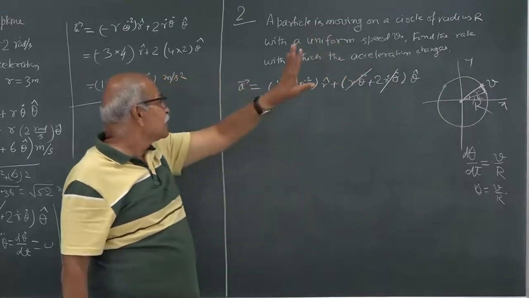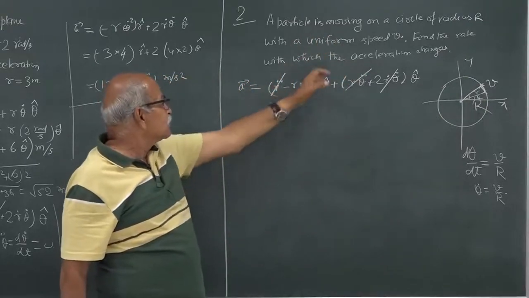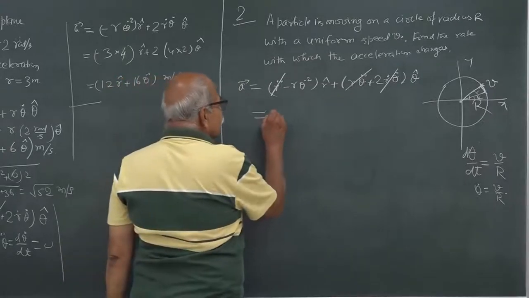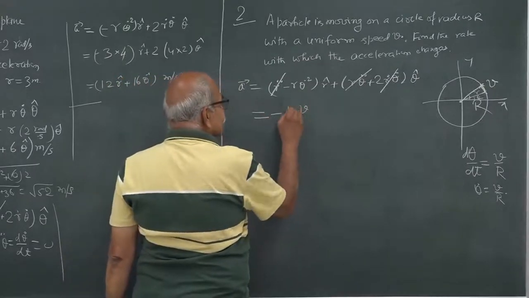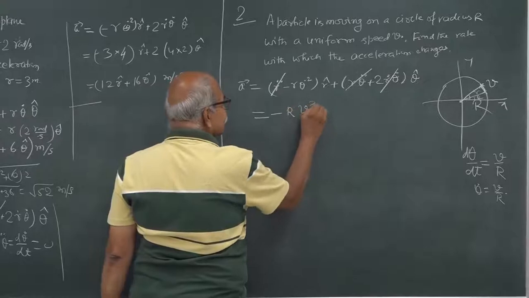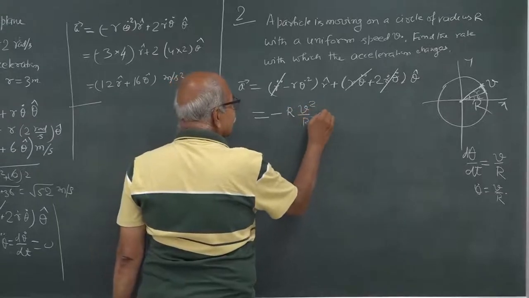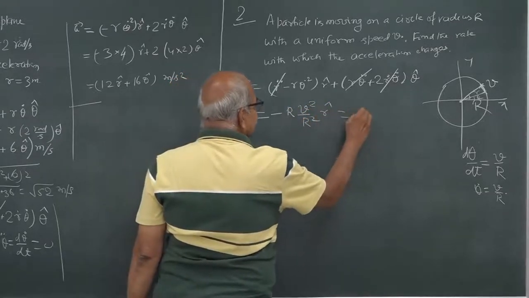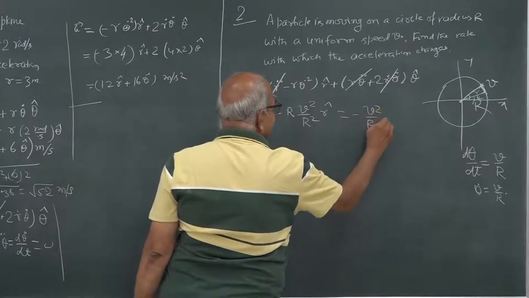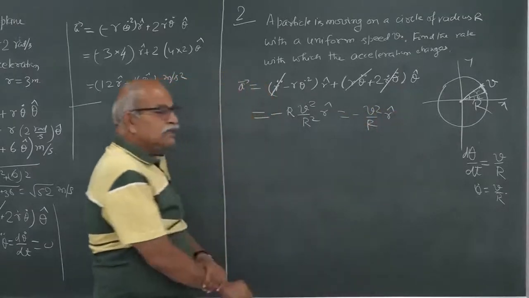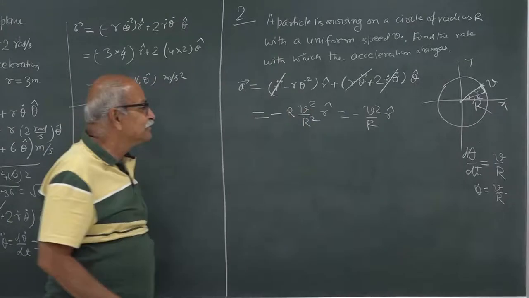So this is gone, and then you have minus r theta dot square, and theta dot is v by r. This r is capital R, and this is v square by r square, r cap, and that is minus v square by r, r cap. So this result you anyway know.